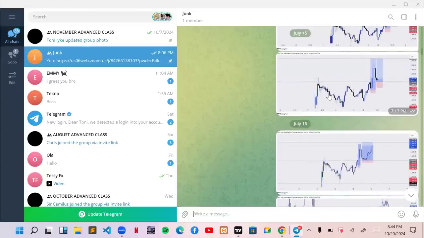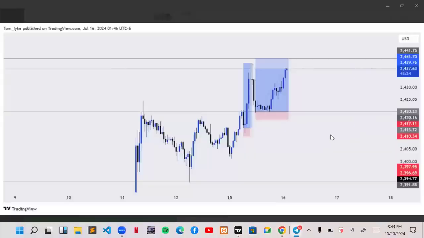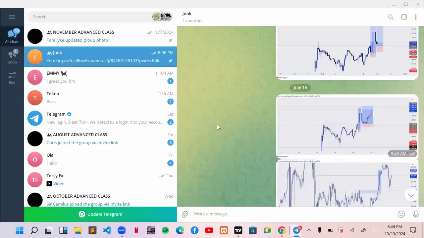Actually, this was the trade. This was when there was the shift of structure, the inducement, and I picked my entry from the breaker block. So the same trade here. Once you follow all these rules as it should be, you hardly take a loss with this setup.